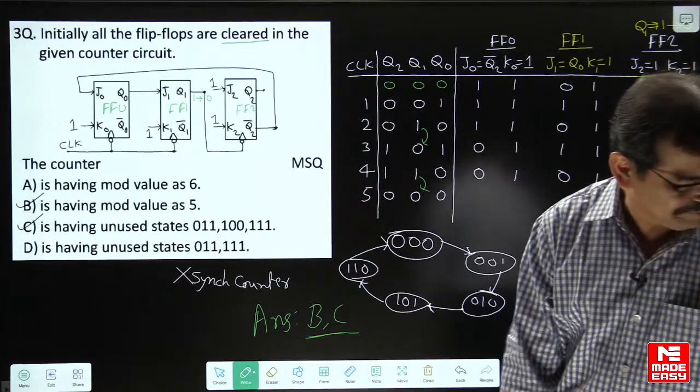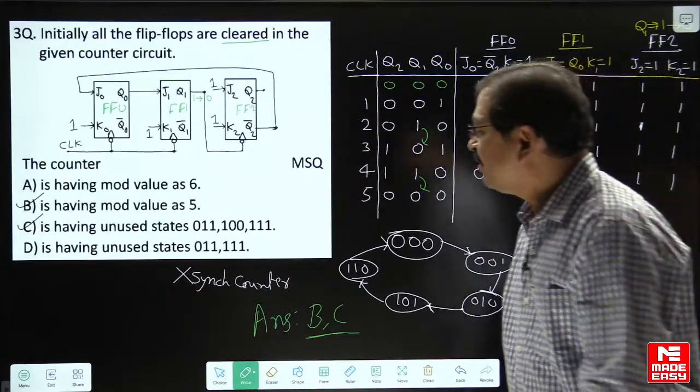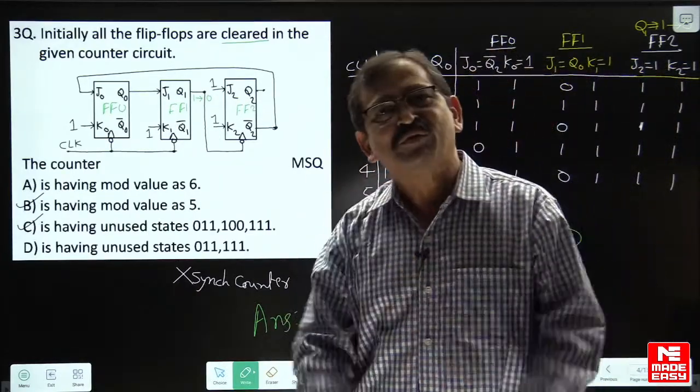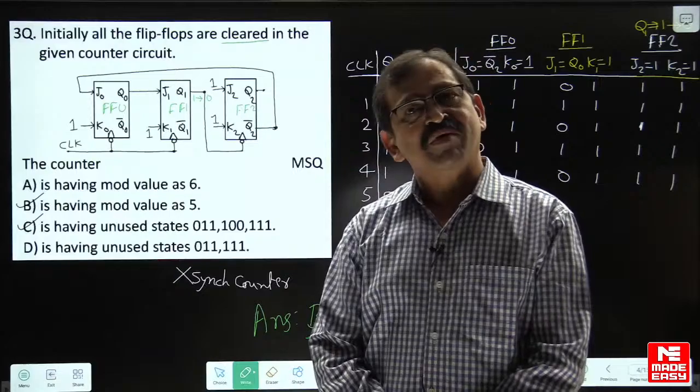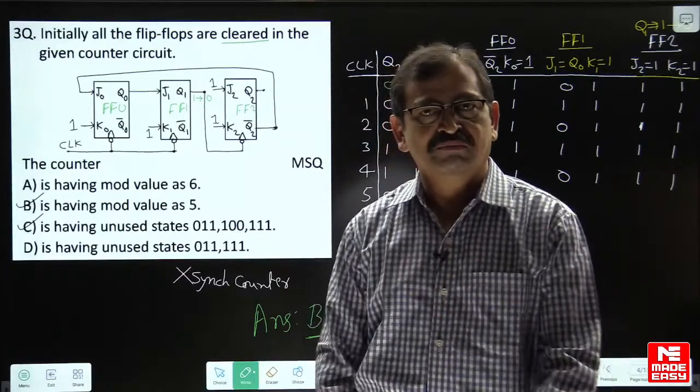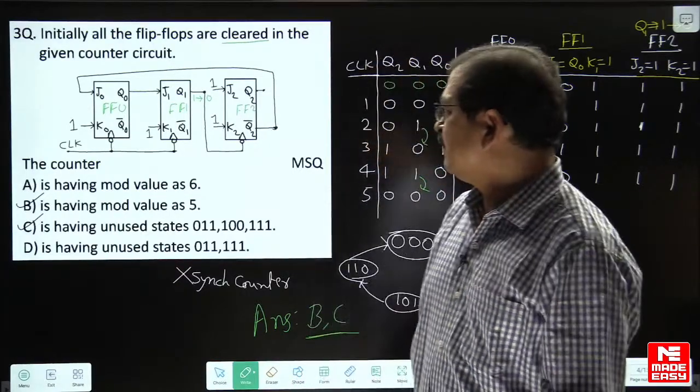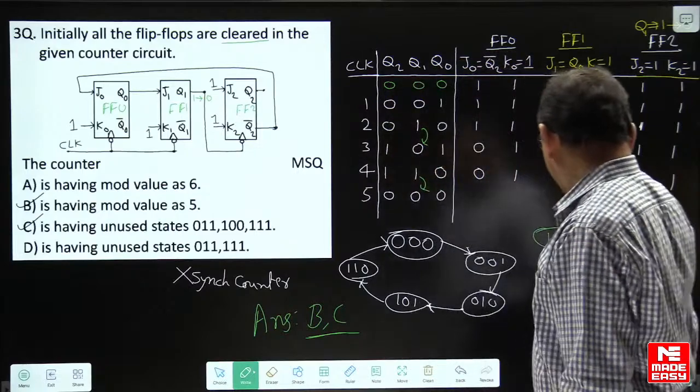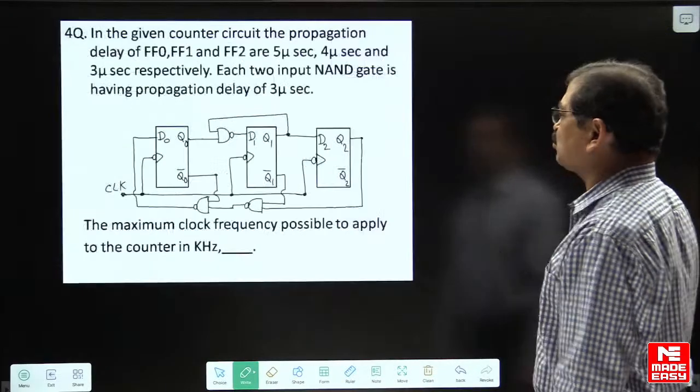Good, good, good. So this type of questions were not the questions earlier in the GATE paper. Such type of questions are possible in the paper. Come to the next question.